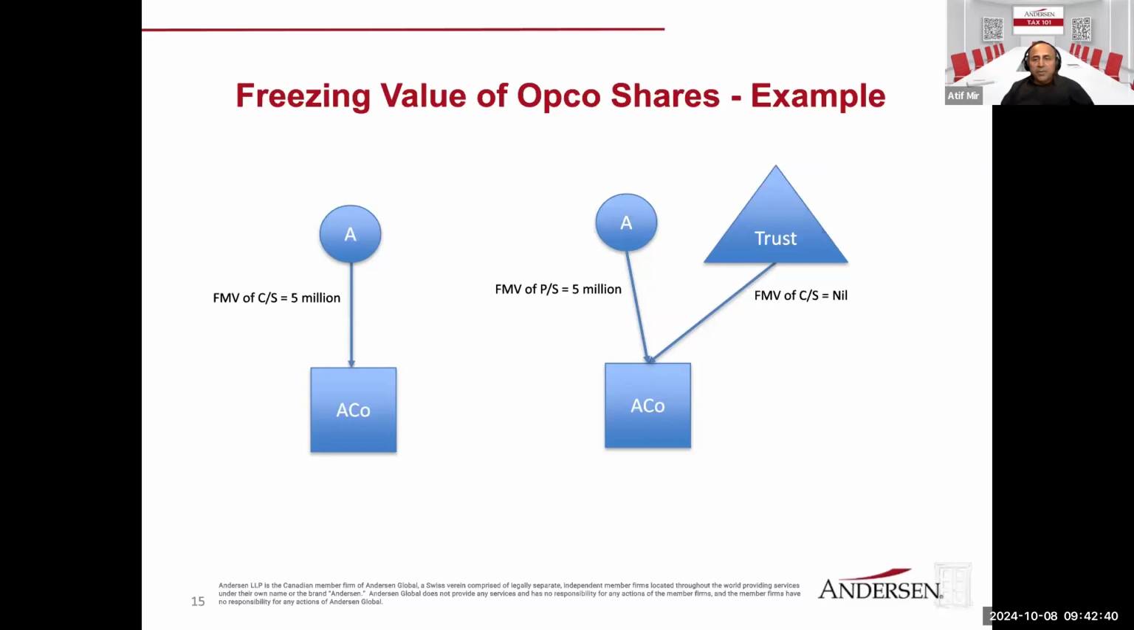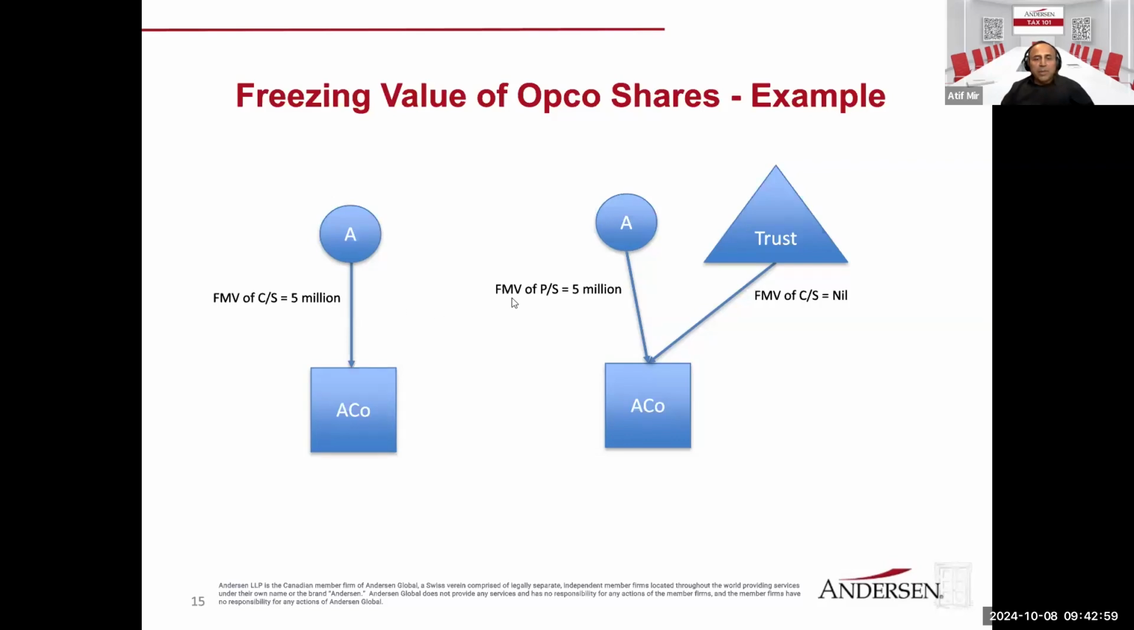So what is the benefit of this freeze? What this does is that if Mr. A dies when the fair market value of common shares is $10 million, that $10 million is captured in your tax liability or taxable income.